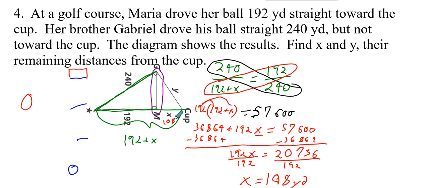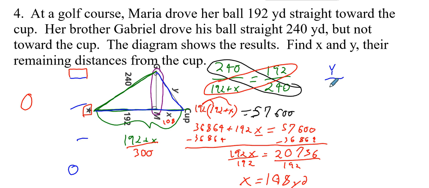Well, that helps to tell us this entire length now is 300 yards. So that was the distance they had to drive to get to the cup. The total was 300 yards. We still need to figure out where Gabriel is. For that one, we're going to use this second hockey stick. So I'm going to do y over this entire length. Now I know what that x is.